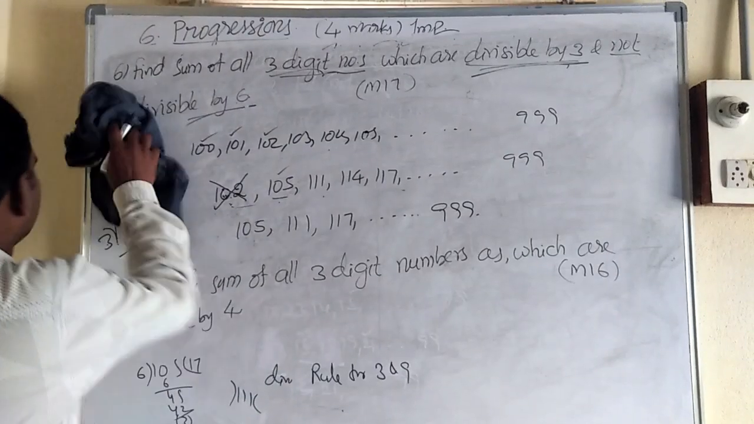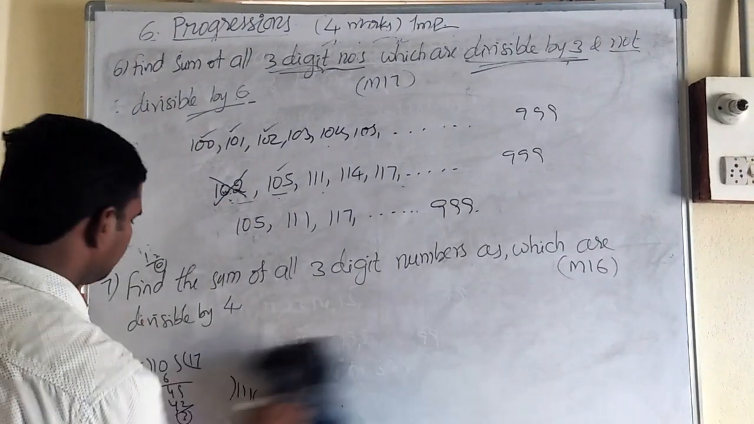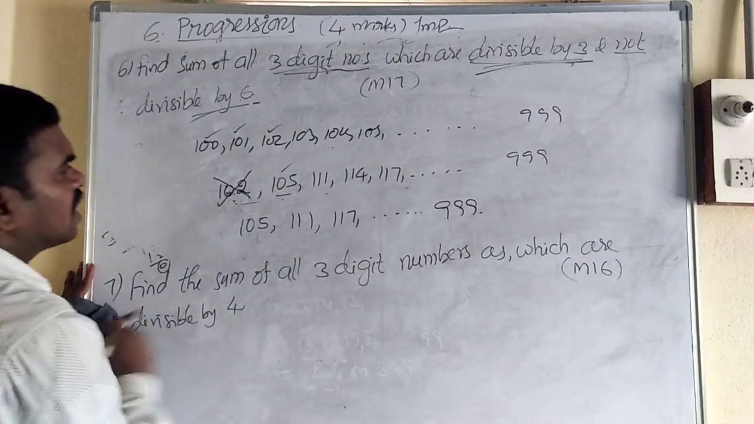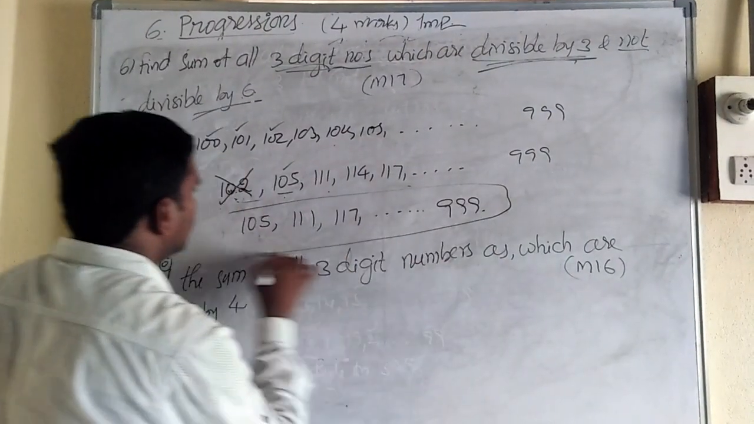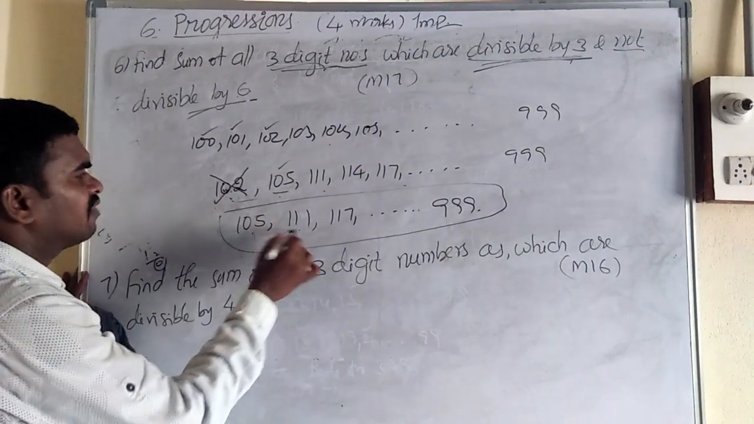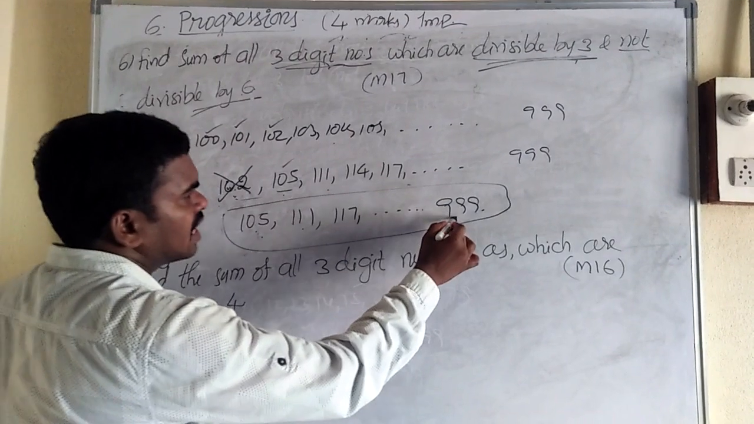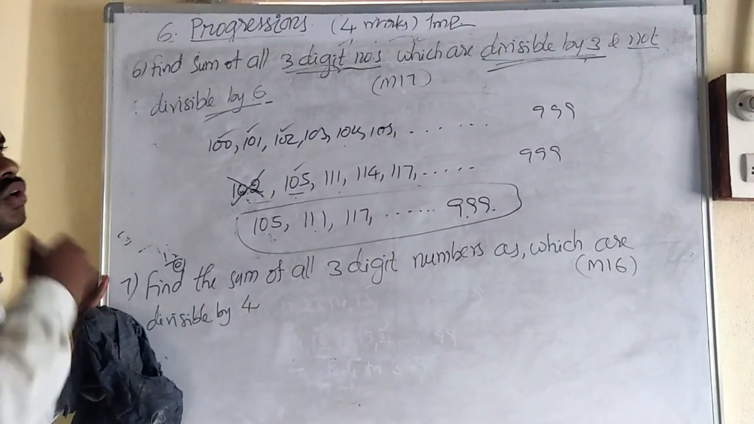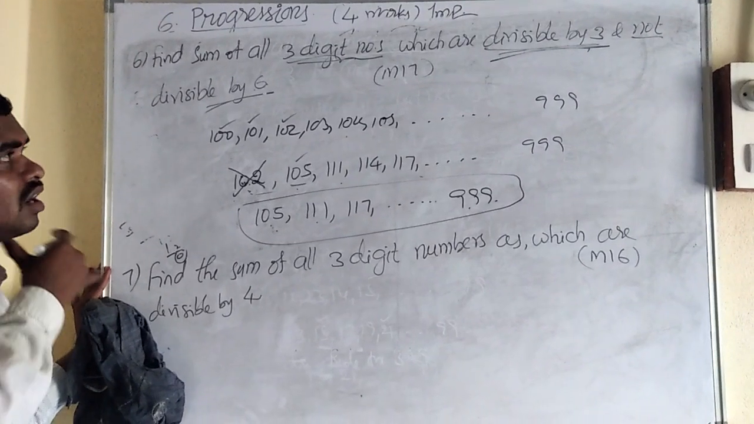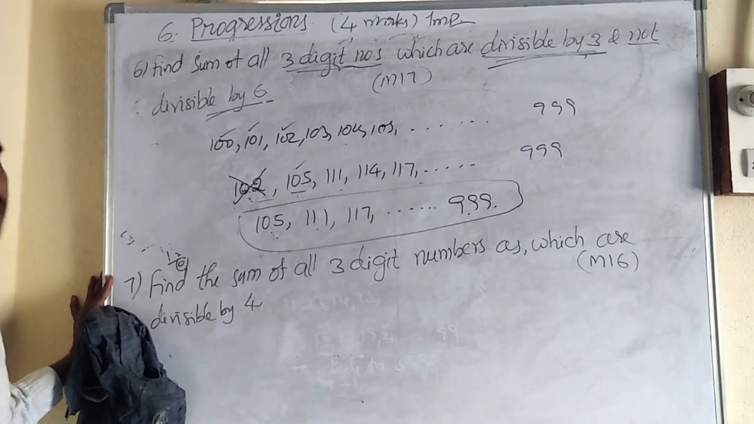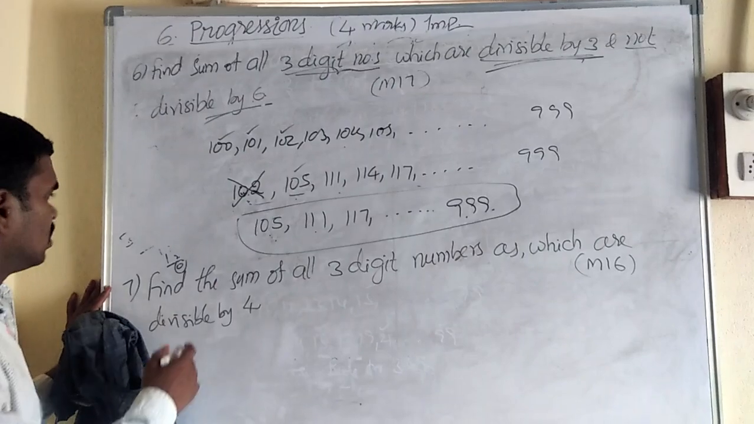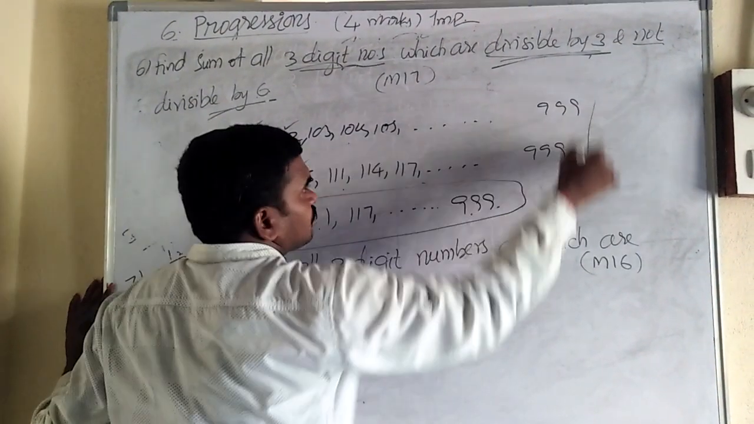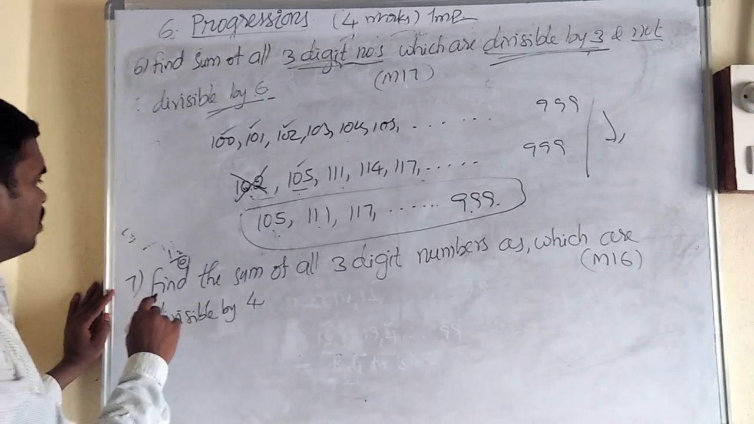Now we got a series. First term A, common difference, and last term n equal to 999, and the series is got. Do it similarly, as we have done in the previous questions. This is also like that, that's all. Simplify.